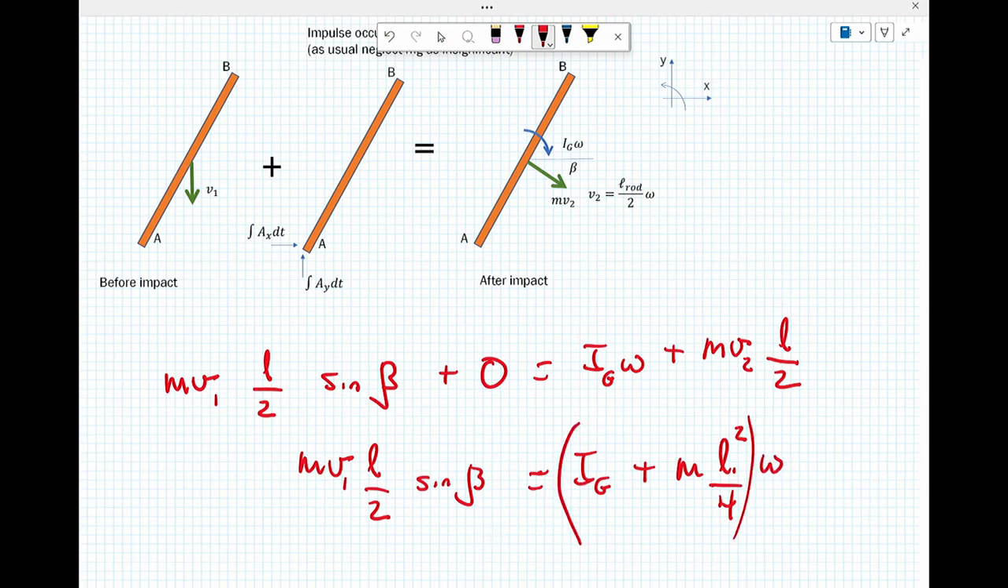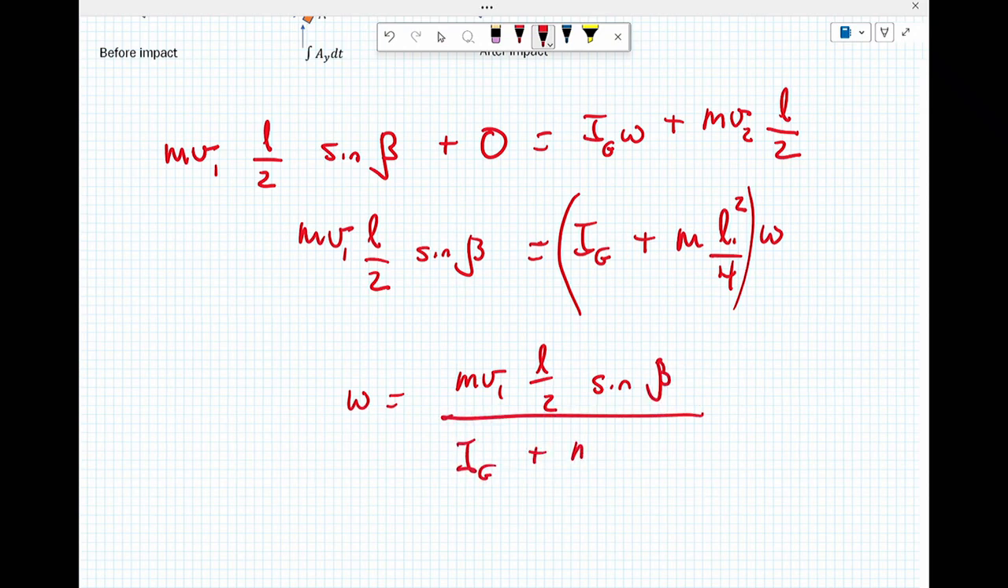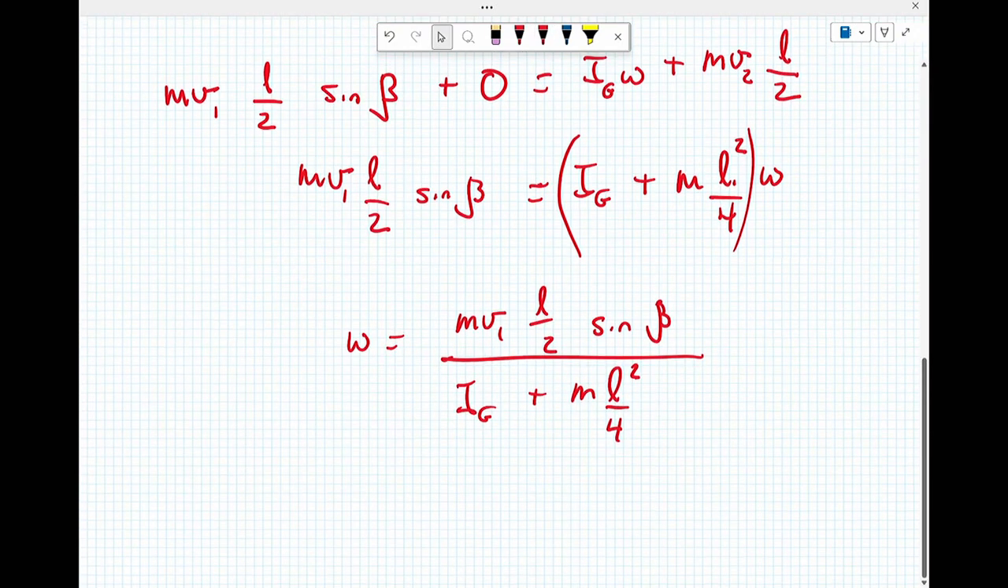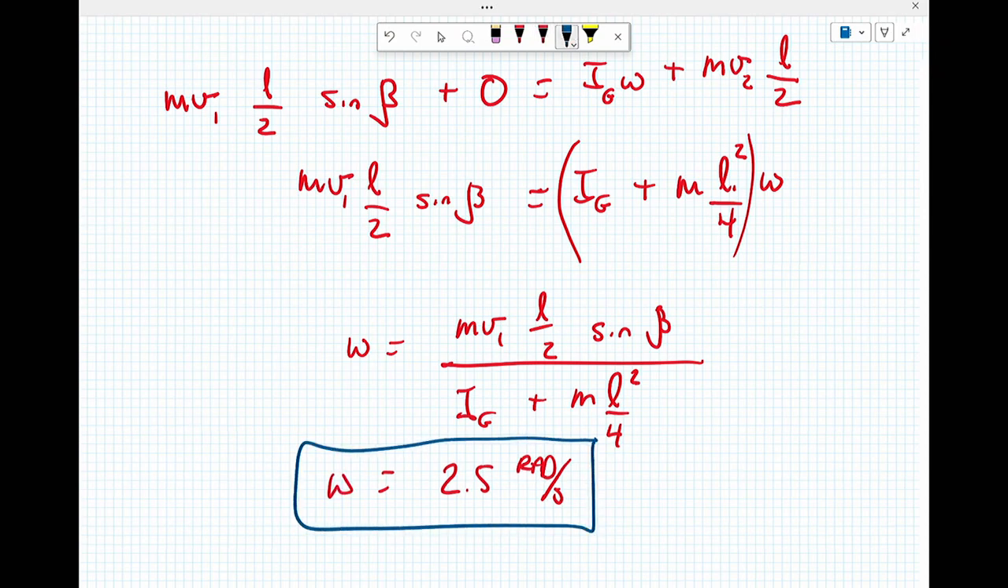So, what is a very complex occurrence? When you look at this type of problem, it's often very challenging to really visualize what's happening. It becomes just initial angular momentum equals final angular momentum. And the only difference is it's been brought to rest. If you substitute in all the terms, you get mv1 L over 2 sine theta all over IG plus ML squared over 4, and you end up with 2.5 rad per second. So, taking into consideration the impact and everything that happened, a very complex motion becomes straightforward.